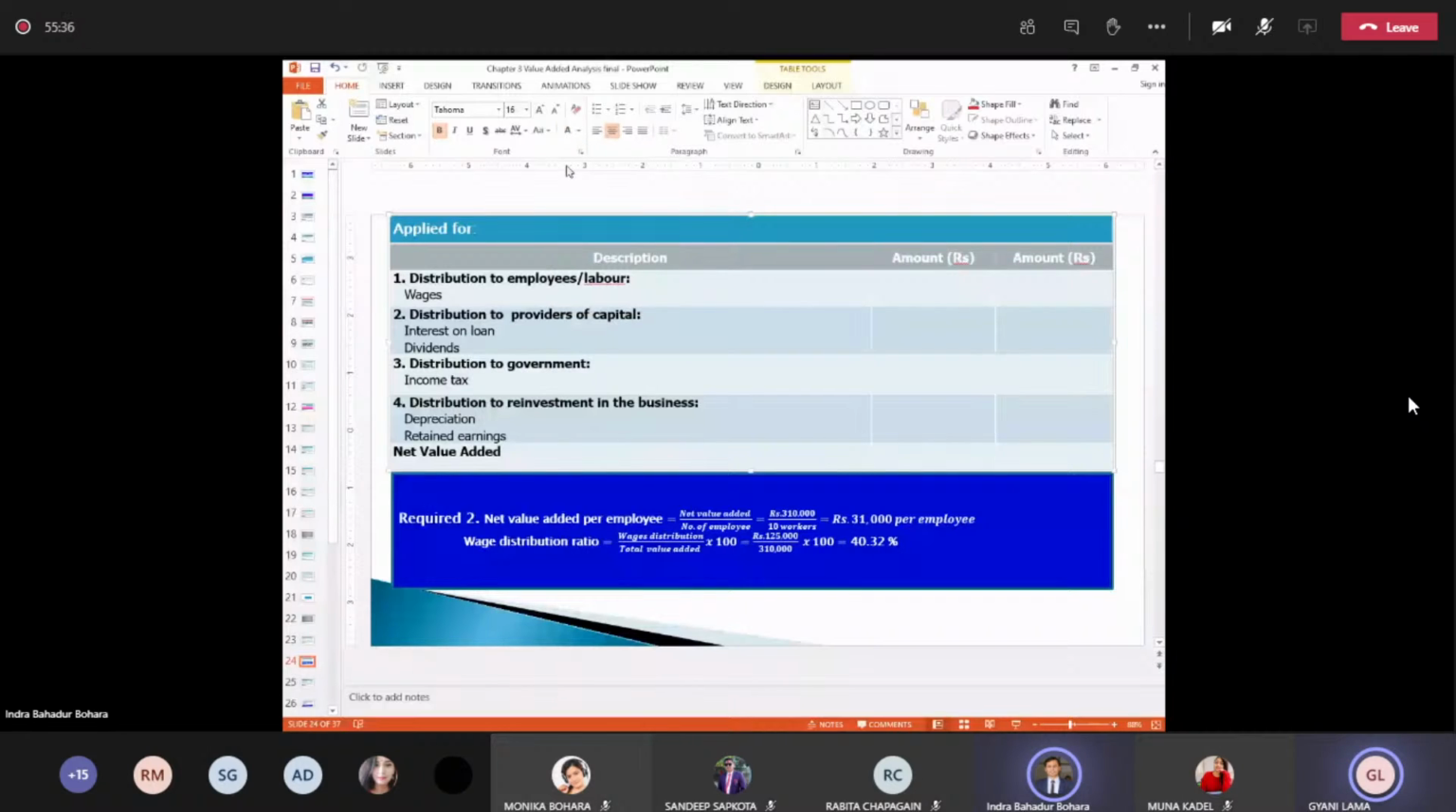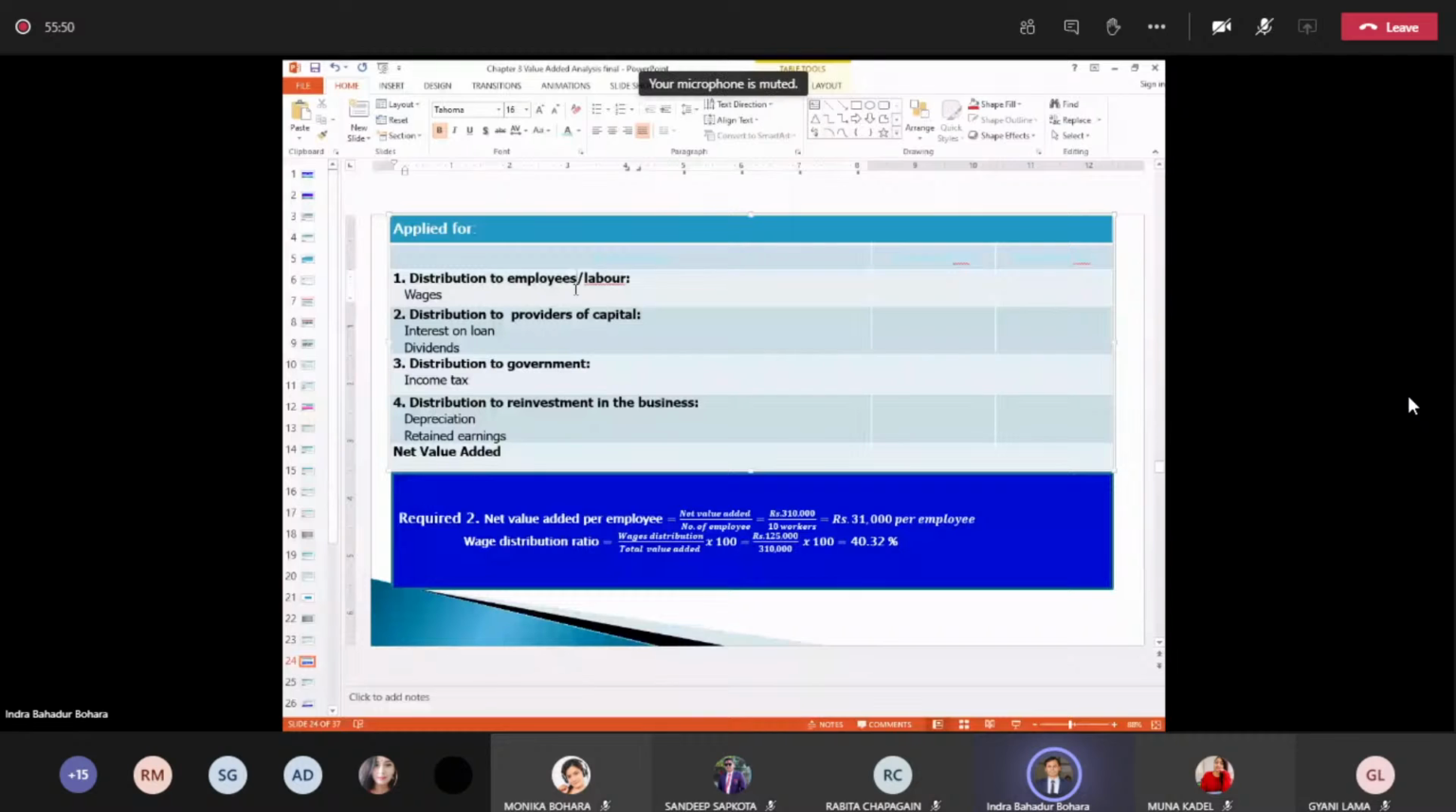Yes. You don't need this. Now write down one, distribution to employees or workers. Distribution to employees or payment to employees. You can write payment to employees or distribution to employees. Any type of payment to employees is included under the distribution to employees.